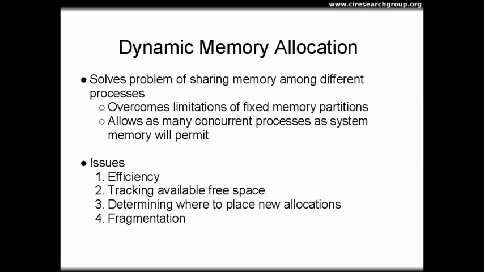Fixed memory partitioning is fast and efficient in terms of overhead, but it wastes space and limits the number of concurrent processes to the number of partitions that will fit into RAM. Dynamic memory allocation resolves this issue by allocating memory to processes as it is needed. This mechanism increases the degree of multiprogramming that the kernel can support, but this improvement comes at a cost of greater complexity. In addition, there are trade-offs present in dynamic memory allocation that directly affect the performance of the system. These issues include efficiency, methods for tracking free space, algorithms for determining where to make the next allocation, and memory fragmentation.